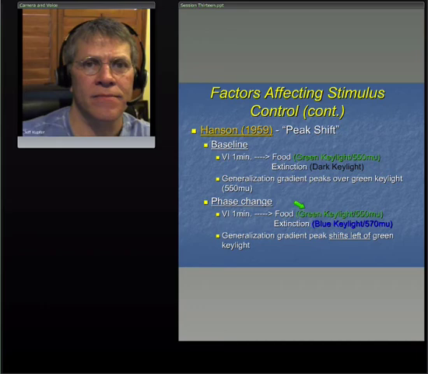Then what Hansen did was to change the condition so that, again, VI 1 minute was in the presence of a green key light, but now, instead of extinction being on the dark key, he made a blue key the extinction. Okay? And what happens is that the generalization gradient peak actually shifts in a direction away from green. In other words, whereas you had nice stimulus control under this training condition, now it's shifted away. Let me show you what happens when you do this kind of training.